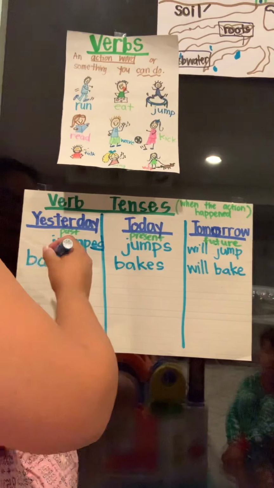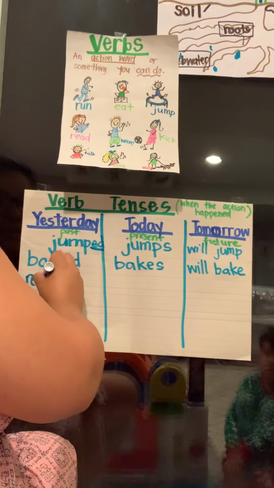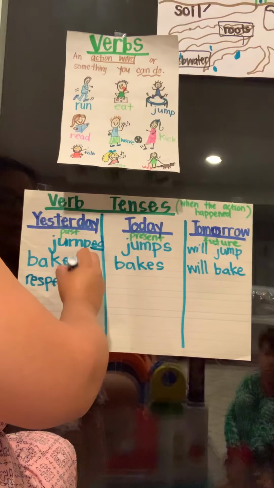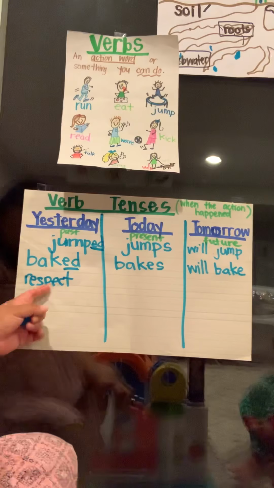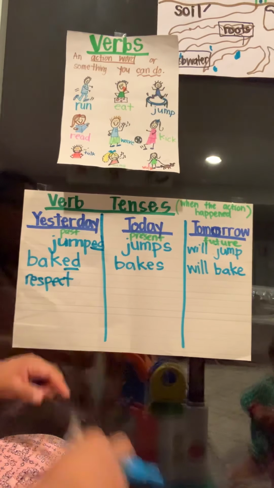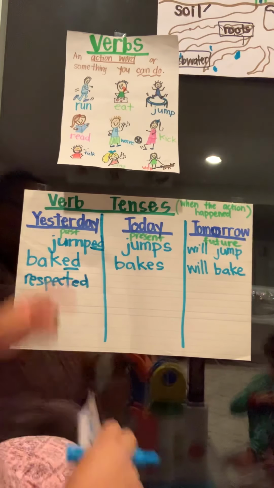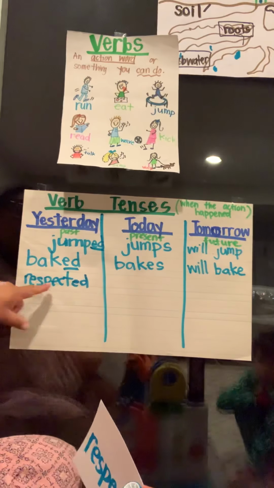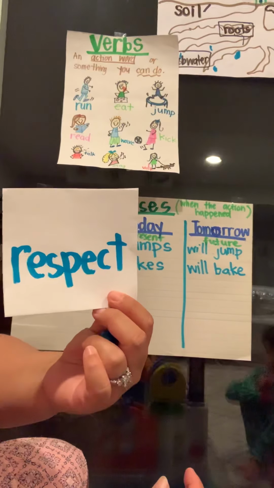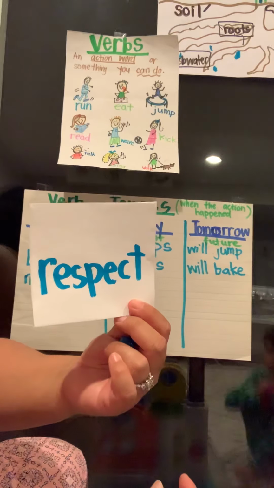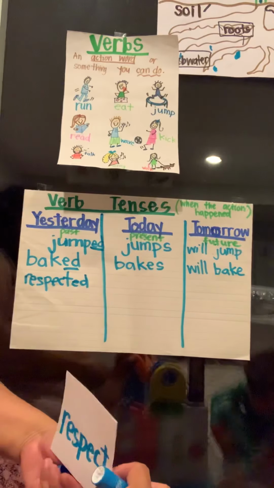Respected his mom. Yeah, I just tricked him into "hump." I might have tricked you guys too, because I told you that past has an -ed at the end and it sounds like a t. Well, this one already has a t, so it goes respected. Yesterday, Avan respected his mom. That's the past tense of respect. Say that, respect. Say respected. Respected. Today, Avan.